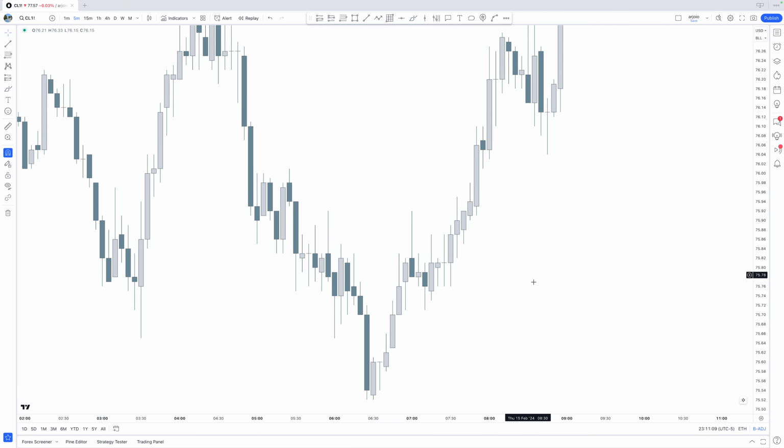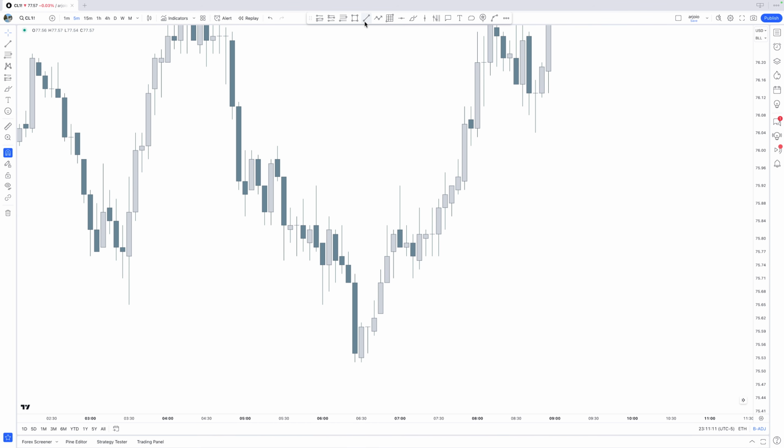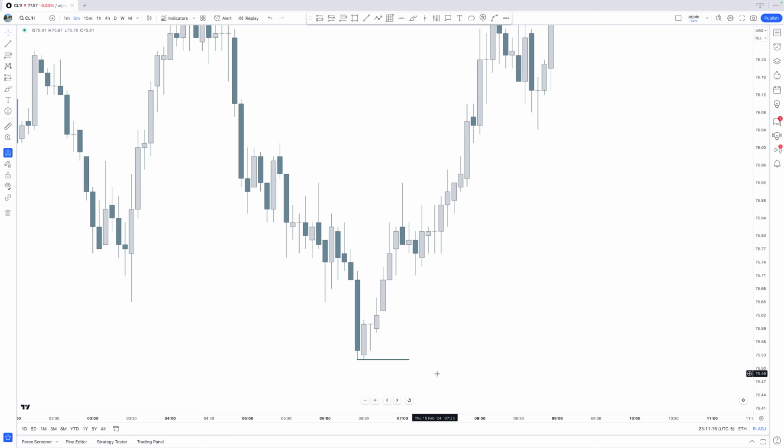Now, if we flip that around and we look at this low right here, this is now the intermediate term low. Why? Because we have a short-term low, in other words, a swing low higher to the left of it, and we have a swing low, in other words, a short-term low higher to the right of it right there, creating this intermediate term low.